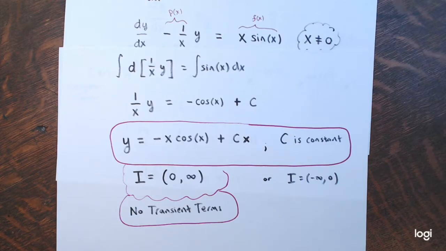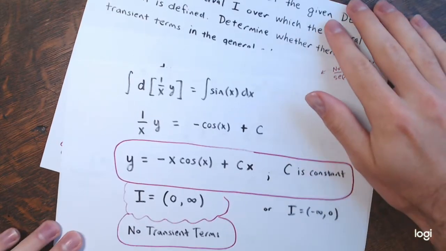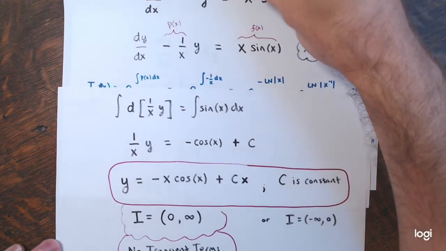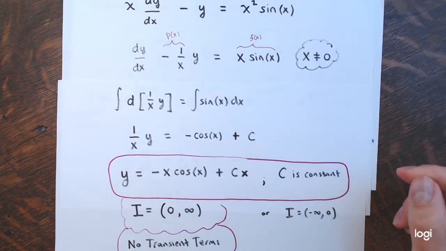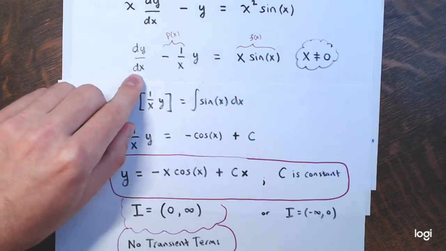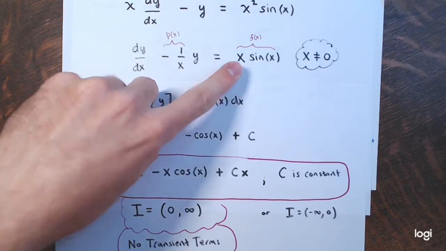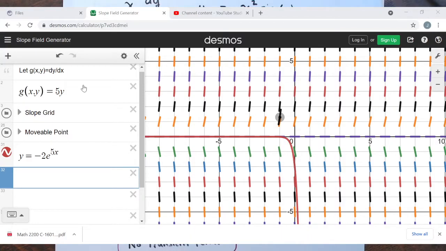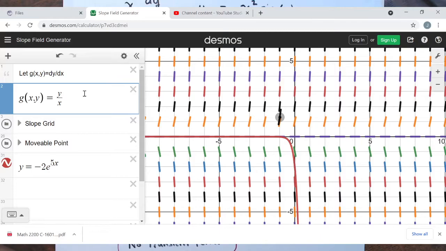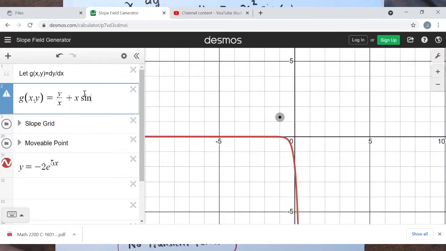Okay, so again, since this is a first order differential equation with y as the dependent variable and x as the independent variable, I want to look at the slope field. All right, so what I'm going to do is solve for dy dx here. So let's make it y over x plus x sine x. So y prime here, dy dx, will be y over x plus x times the sine of x, and just make sure you have things in radian mode.